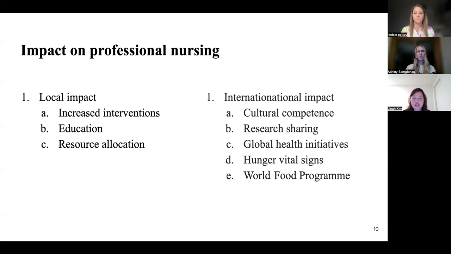So moving on to the next slide, we have determined what might be the impact on professional nursing, both locally and internationally. First off, with local impact, increased interventions, where there is a rise in patients suffering from malnutrition-related conditions. This requires more comprehensive assessment and interventions. According to the National Institute of Health, patients with malnutrition have a higher rate of readmissions, with rates over 50% compared to those without malnutrition.